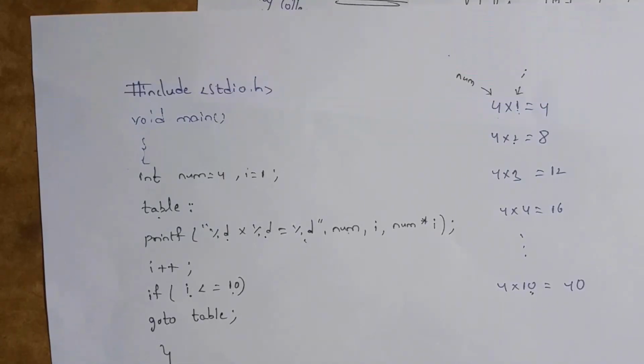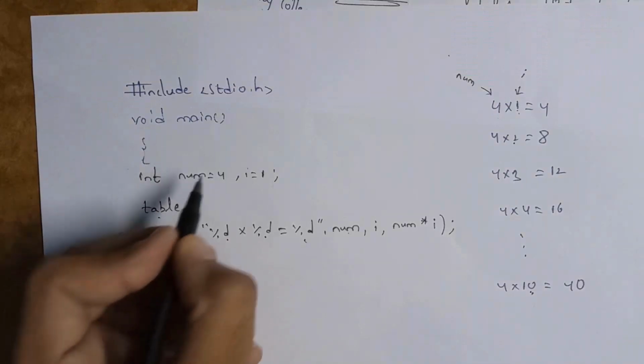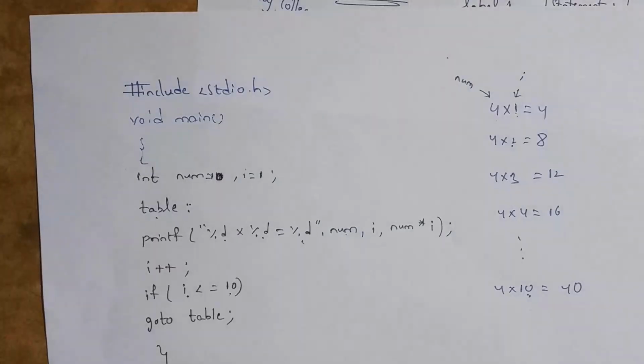For example, if you want to print the 10 table, then here in place of 4 you need to write 10, that's it. This is how we print tables by using the goto statement. This is an important question. In the exam they may ask, write the 5 table by using the goto statement. So whenever that question comes in the exam, you need to write this program.